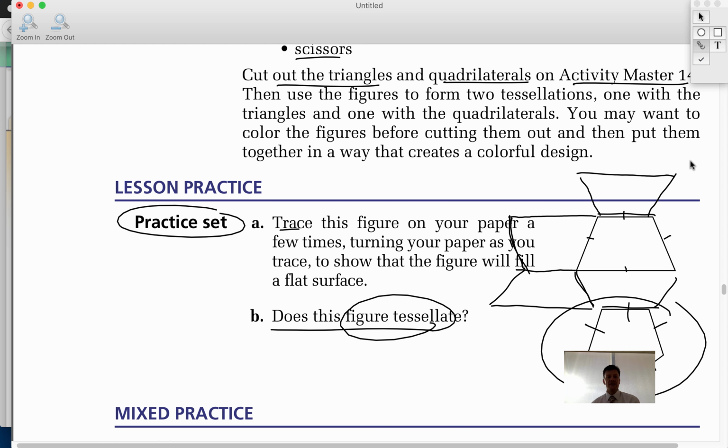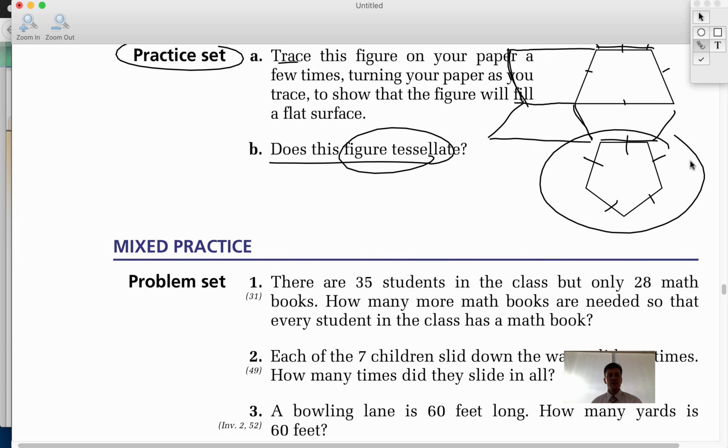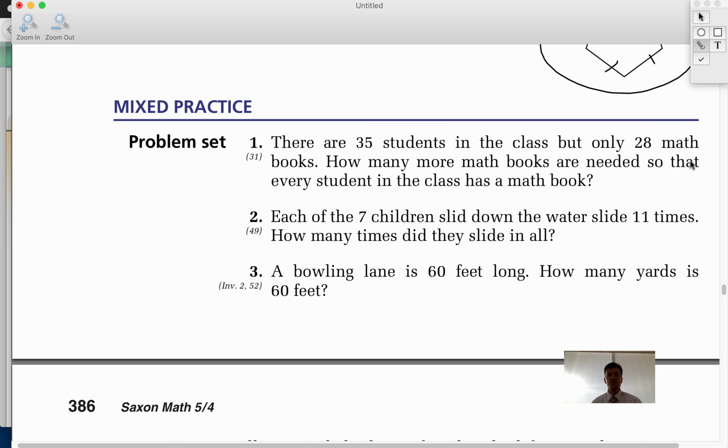Let's go back to the lesson here. And that was basically the lesson on tessellations. You just have to understand a repeating pattern and be able to maybe create a tessellation or recognize one. So let's jump into the mixed practice. Here's where you want to pause. Go ahead and do the problem set on your own, struggle through it, and do all 30 problems, and then come back and just check on any help or hints that I may give you here. Okay?